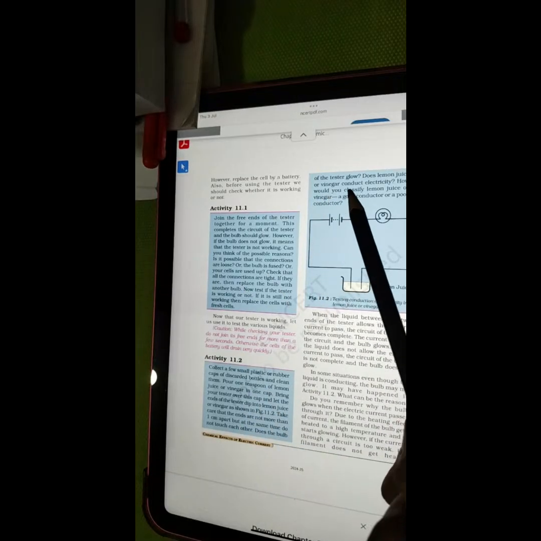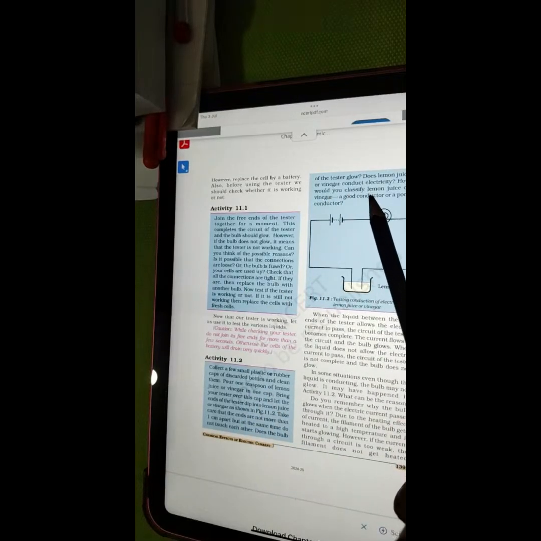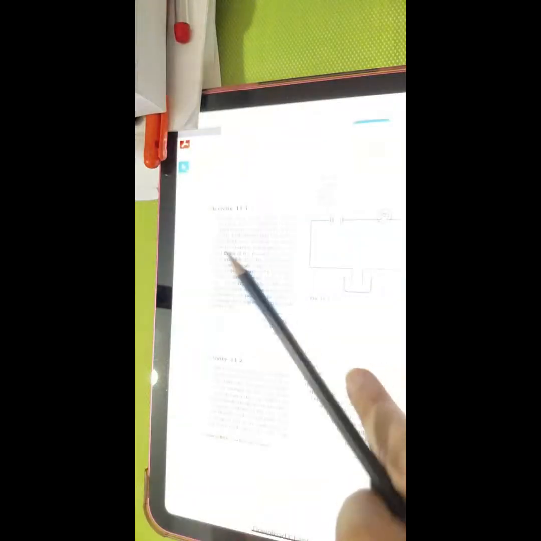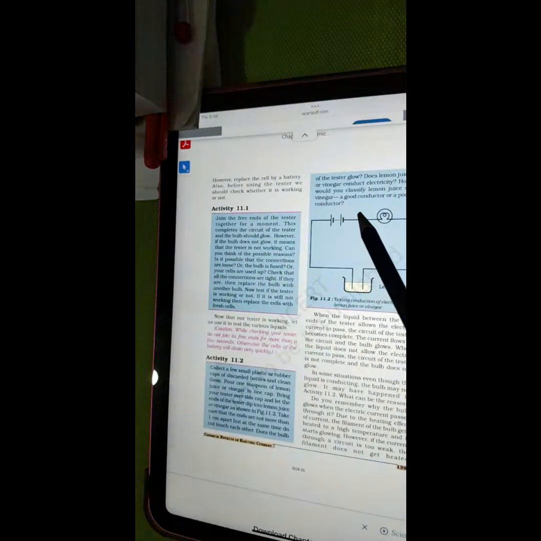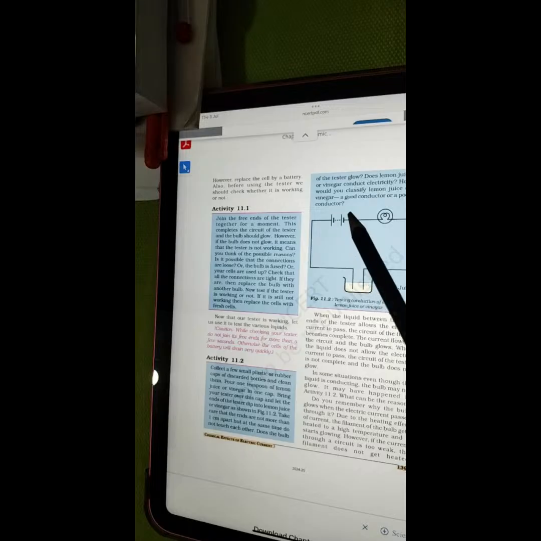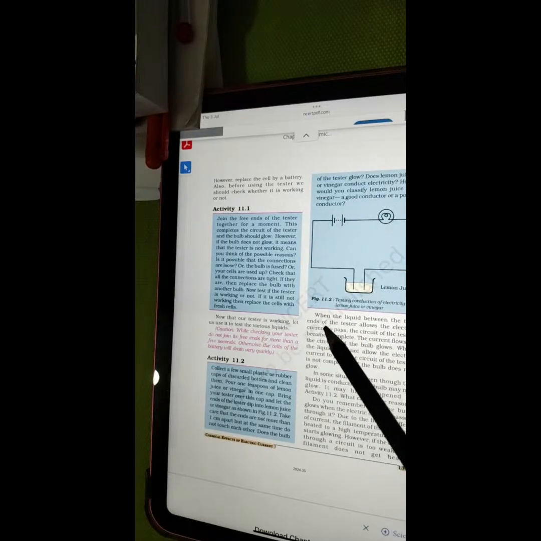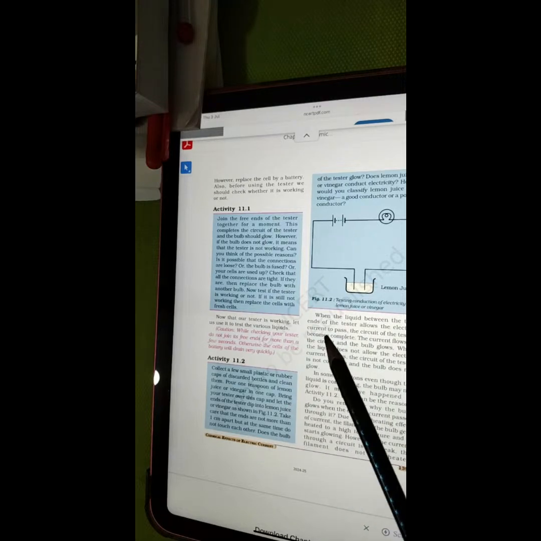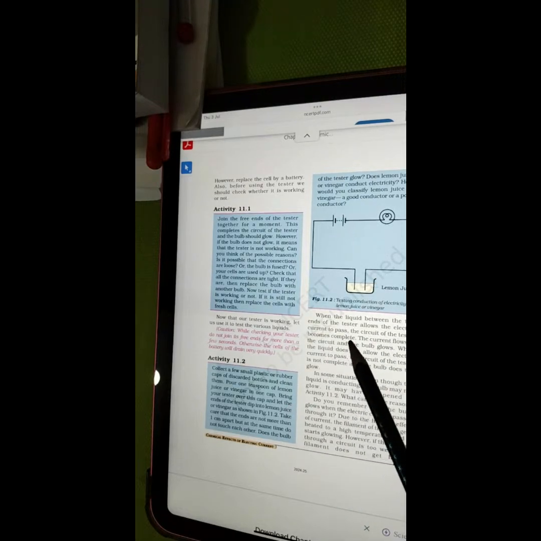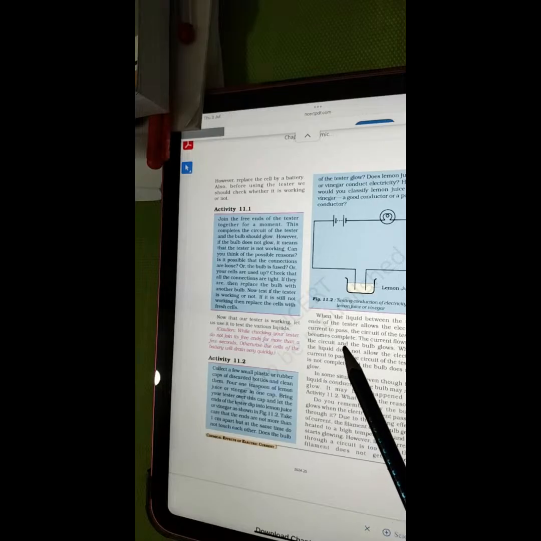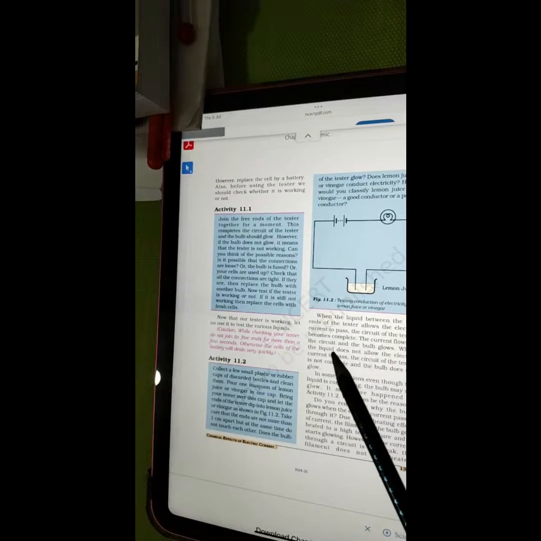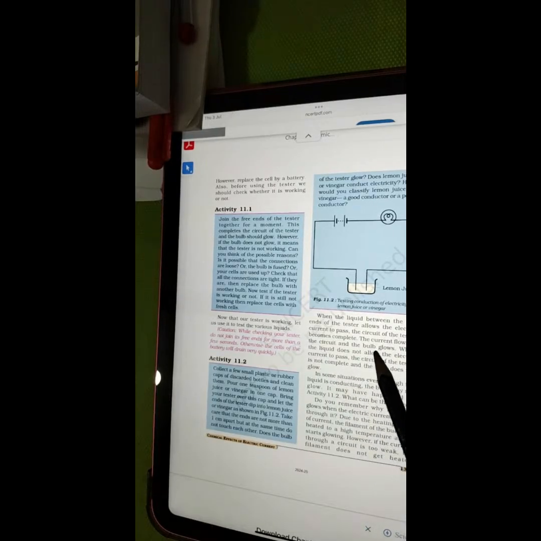Does the bulb of the tester glow? Does lemon juice or vinegar conduct electricity? How would you classify lemon juice or vinegar, as a good conductor or a poor conductor? Decide now. When the liquid between the two ends of the tester allows the electric current to pass, the circuit of the tester becomes complete. The current flows in the circuit and the bulb glows.